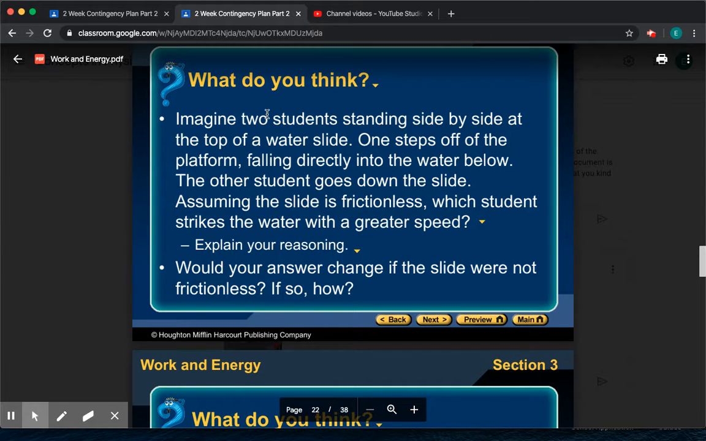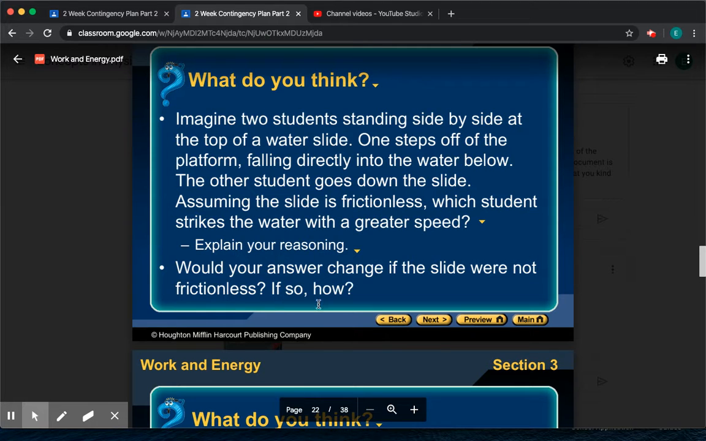Because they have the same height and the same potential, that means they're going to hit the water with the same amount of kinetic energy. And if they have the same kinetic energy, they're going to have the same speed, assuming they have the same mass. Assuming both students weigh the same.